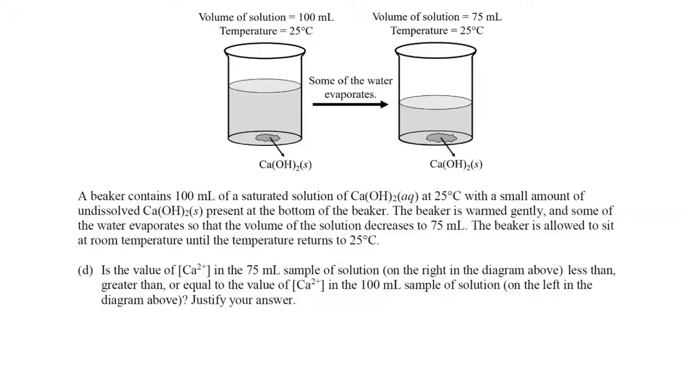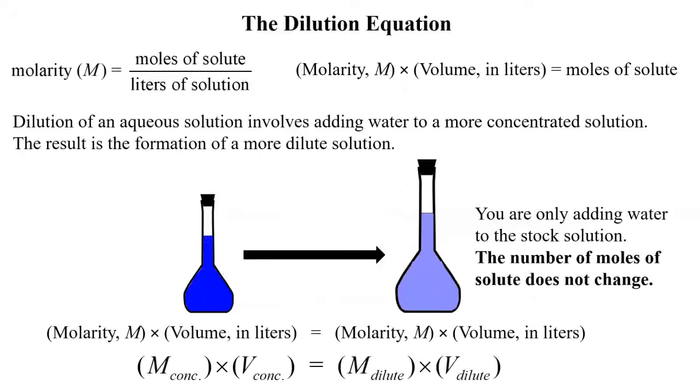So part D says, is the value of the concentration of the calcium ions in the 75 milliliter sample of solution on the right in the diagram above less than, greater than, or equal to the value of the concentration of calcium ions in the 100 milliliter sample of solution on the left in the diagram above? Justify your answer.